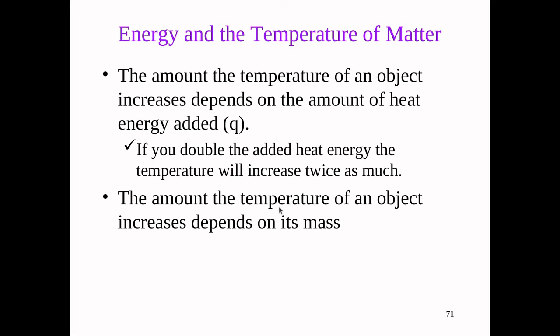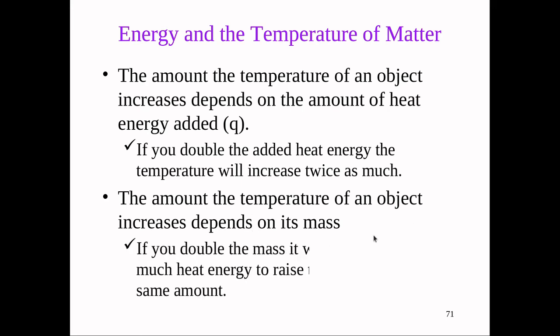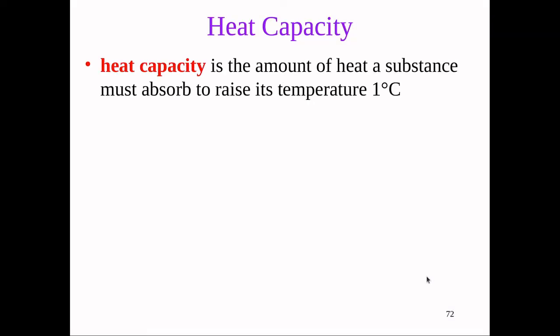The amount the temperature of an object increases depends on its mass. That also makes sense, right? If I have a small rock, I add a certain amount of heat, it's going to get real hot. If I had a big rock and I added the same amount of heat, it's not going to get as hot. This is also a linear relationship. So if you double the mass, it's going to take twice as much heat to raise the temperature the same amount. Okay? So using those facts, we also still have to take into account the heat capacity before we can really get a quantitative way of calculating this.